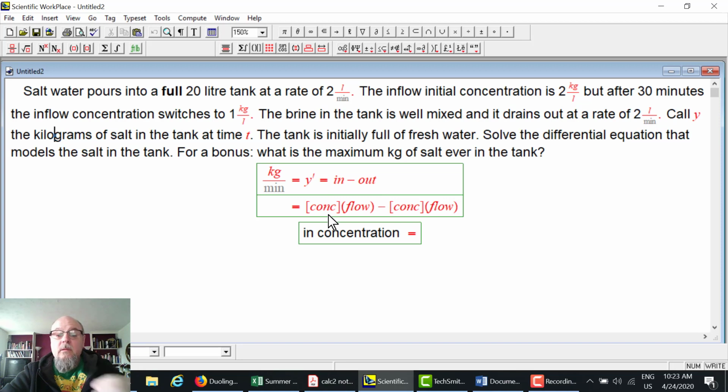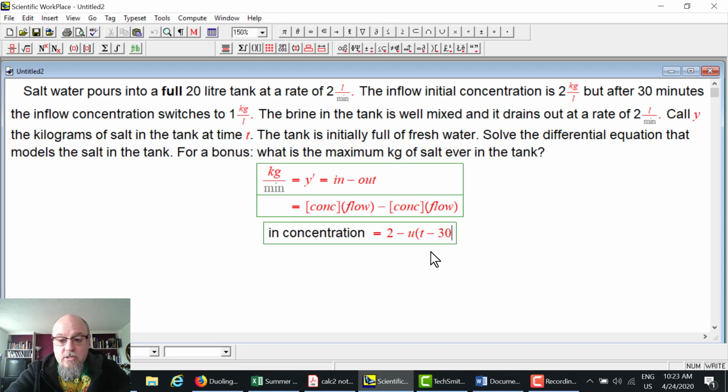And the in, we get the in and the out the same way. Concentration, which would be in kilograms per liter, multiplied by liters per minute. So kilograms per liter times liters per minute, the liters cancel out and you end up with kilograms per minute in minus kilograms per minute out. Now let's look at this in concentration, which would have the units of kilograms per liter. Initially it's 2, but after 30 minutes it drops down to 1.